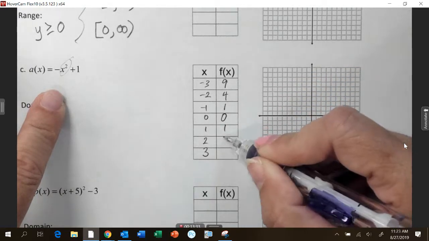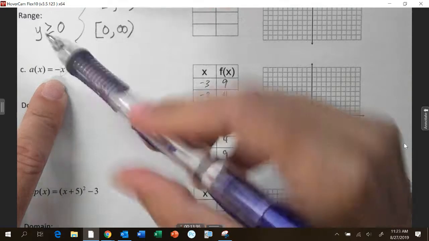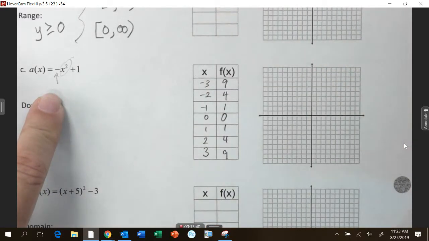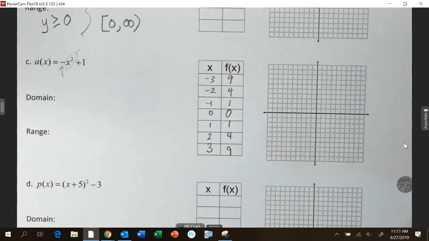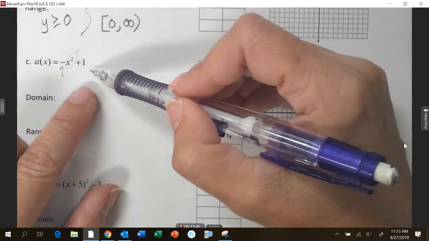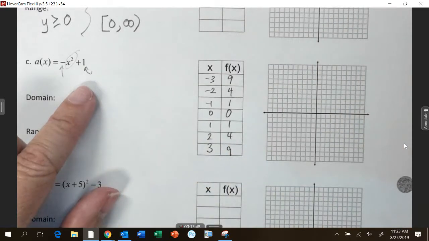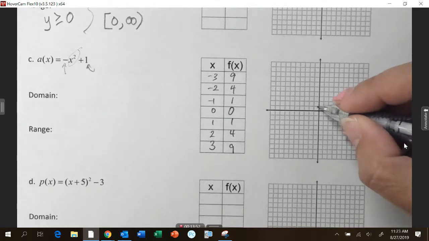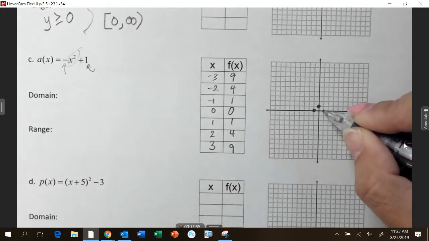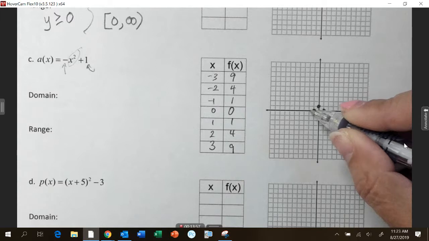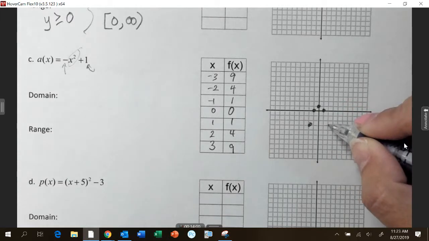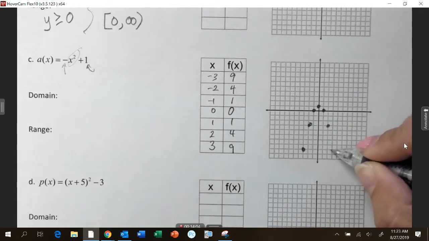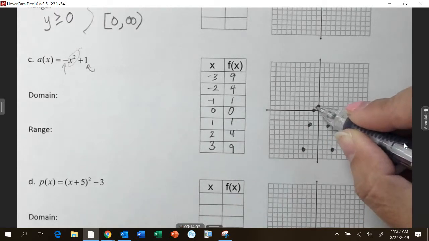If not, all I know about this parabola is, what's this negative sign tell me? Faces down. It faces down, it's flipped down, reflected. And then what's that +1 tell me? It's moved up 1. So my vertex for the parabola will be here. And then it's going to be the same kind of ratio between the points that it always is, because there's no stretch or shrink on this because I gave you an easy one. It's just facing down, up 1.